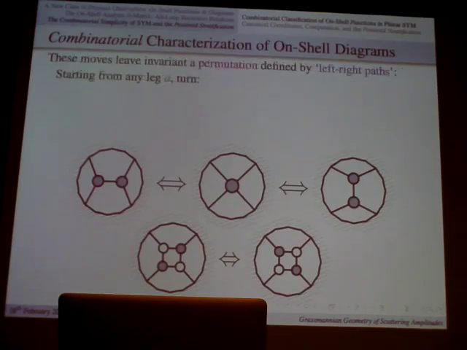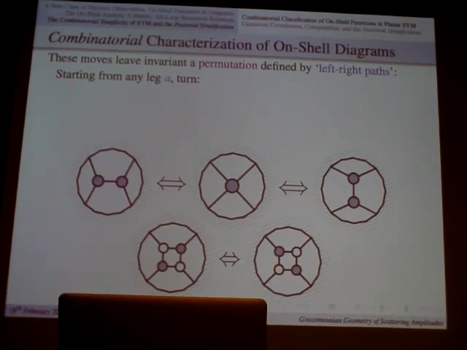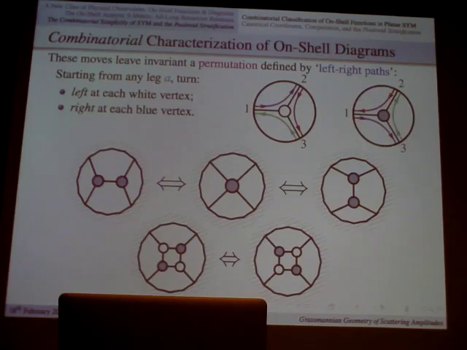The idea is the following. You associate with any planar graph with two colored vertices a permutation defined as follows. You start at leg A, and you go into the graph. When you see a white vertex, you turn left. And every time you see a blue vertex, you turn right. And this is guaranteed to get you out of the graph. To prove it, just remember that you can reverse the direction of the graph by changing blue to white. So everything is the terminus of something. So this defines a permutation among the external labels.